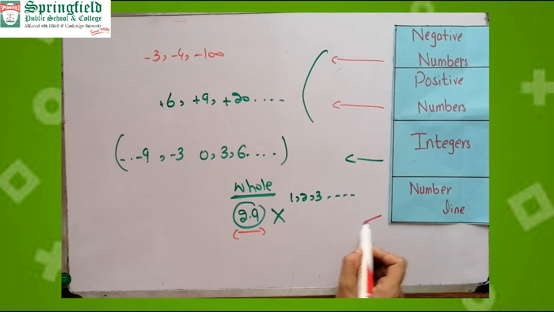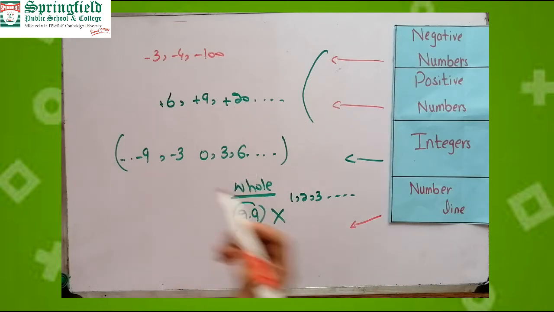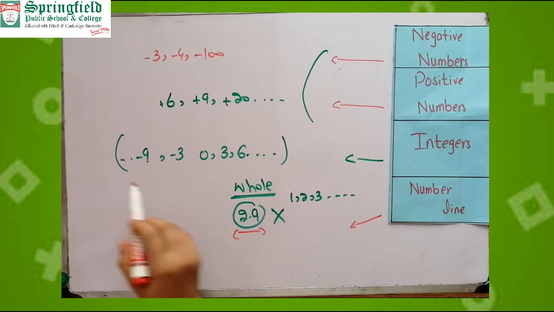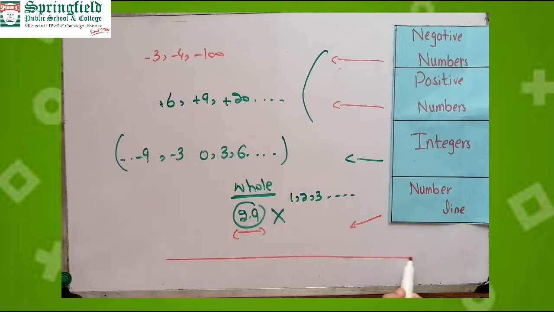So at the end I will tell you about the number line, that is how we can show and represent the integers on a number line. So beta, first we will make a straight number line, and keep in mind that 0 will come in the middle of this line.